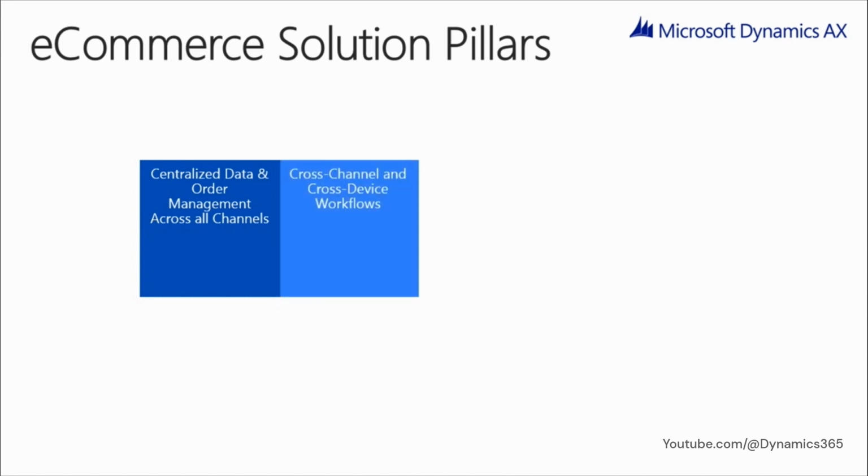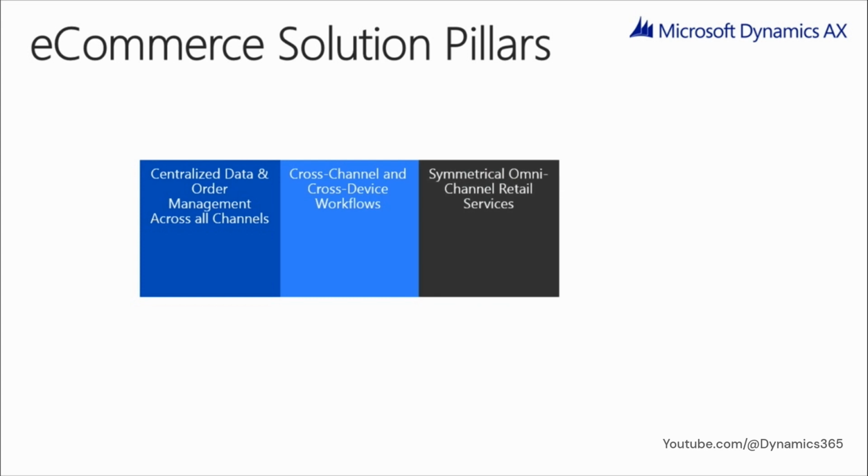Moving on to the next pillar, it talks about cross-channel and cross-device workflows, wherein we will talk about cross-channel fulfillment, omni-channel loyalty, and in-store orders. Moving on to the next pillar, it's about symmetrical omni-channel retail services. These are more to do with CRT services, which are pricing, sales tax, and shipping services, and also services that include discounts and promotions and quantity, and also store availability.